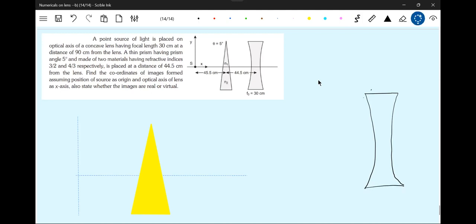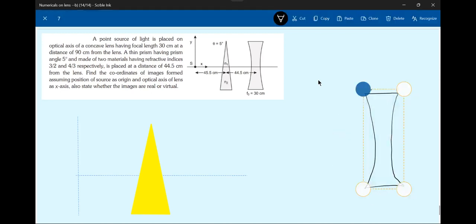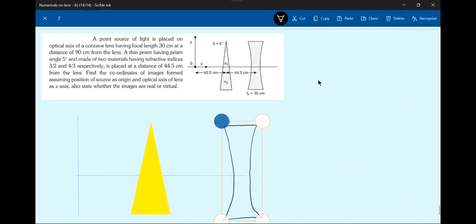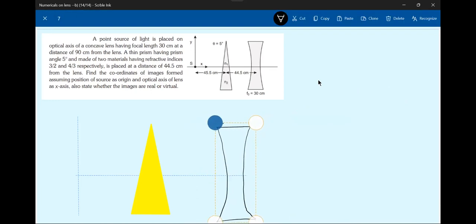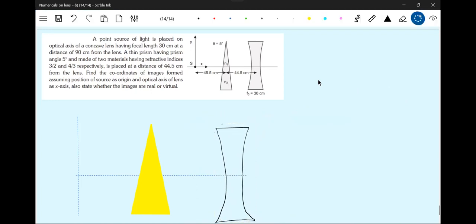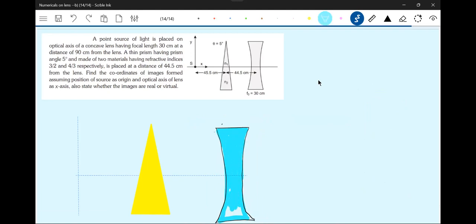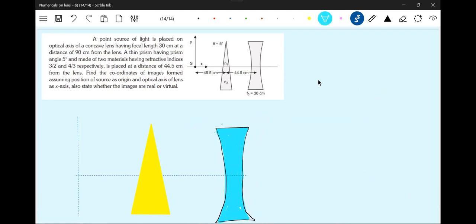Okay, there's a lens. Let me place it here. No, what to do? Prism is there. Whenever there's a prism and a ray incident, we have a point object nearby the prism. How can you calculate all that?